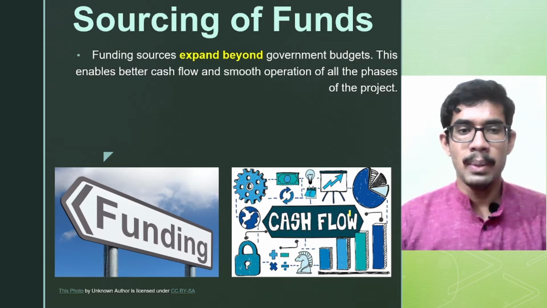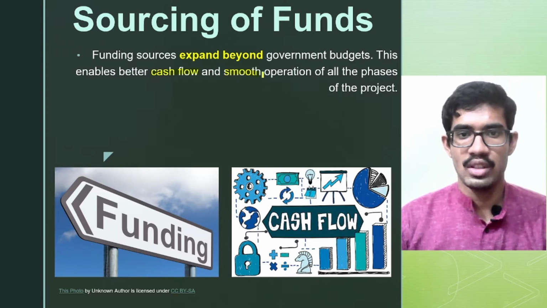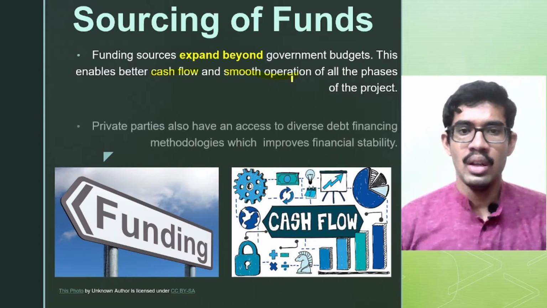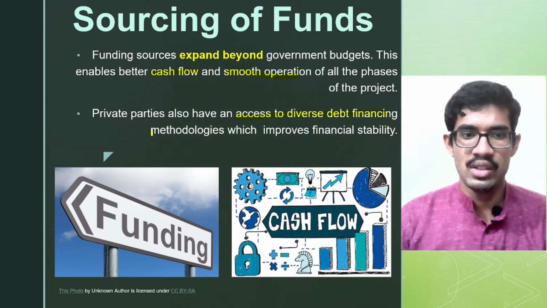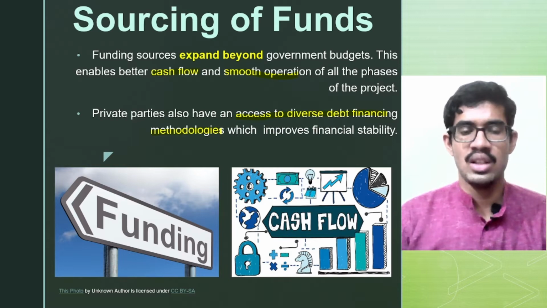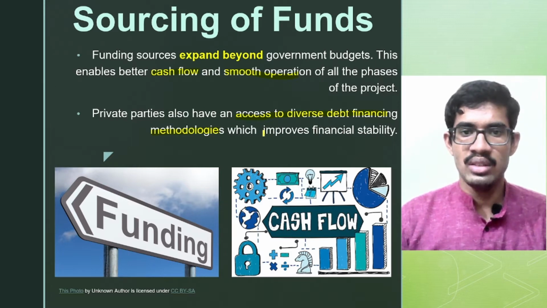But when the private party gets involved in the government projects, that is the public projects, it enables better cash flow and smooth operations. Why? Because they have access to diverse debt financing methodologies. That means they know different financial institutions and they know how to extract the capital for that particular infrastructure and gain the profits out of it. This improves the financial stability of the infrastructure or of the project.